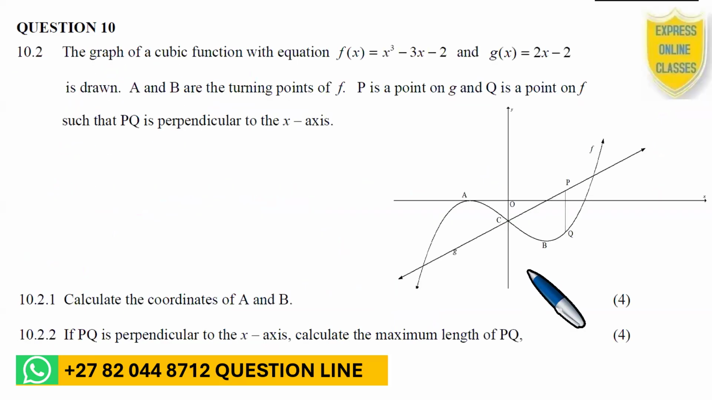This question came all the way from either the Eastern Cape or KZN, one of the preparatory exams that came in 2015 or 2016. The graph of the cubic function with equation this and that is drawn. A and B are turning points of f. P is a point on g and Q is a point on f, such that PQ is perpendicular to the x-axis. Calculate the coordinates of A and B. 4 marks.